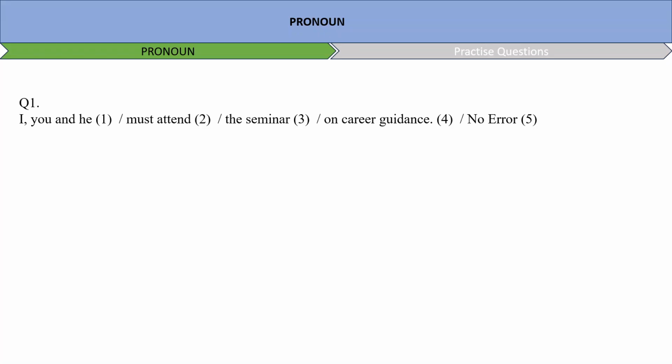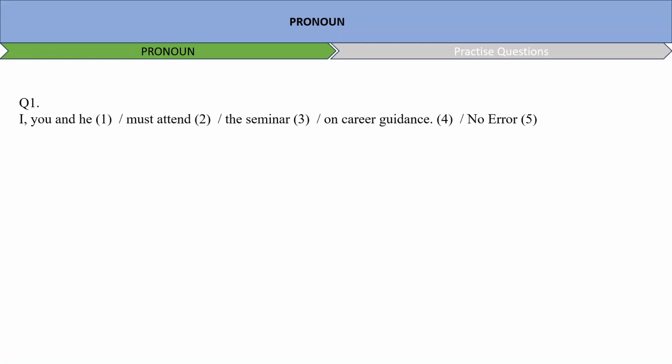I, you and he must attend the seminar on career guidance. So I'll do the first one for you. See, there are three subjects used, I, you and he, must attend the seminar on career guidance. Definitely the idea here is positive. So when the idea is positive and all three personal pronouns are used, first person, second person, third person.